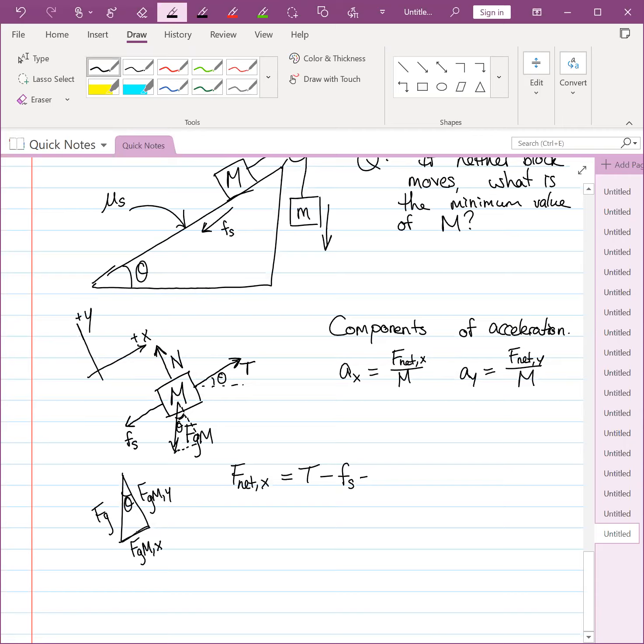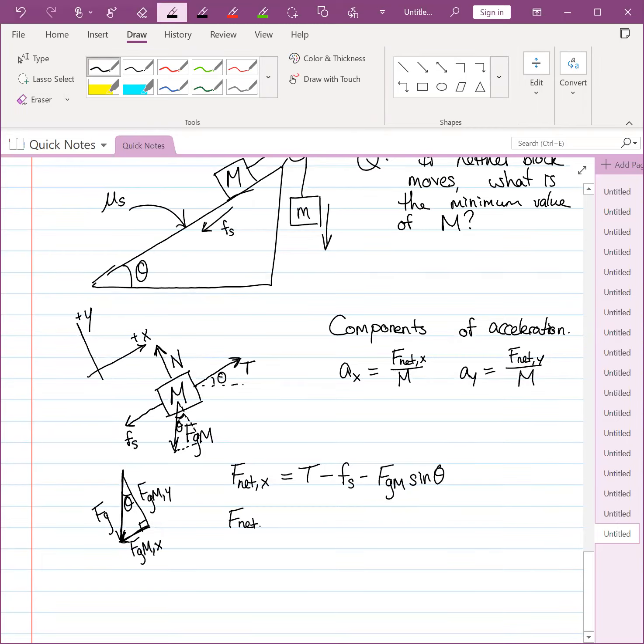So using sine, opposite over hypotenuse, we can solve for the x component, which is in the negative x direction, in terms of the magnitude of the gravitational force pointing downwards. So that component is minus FGM sine of theta. And we know that is the net force in the x direction.